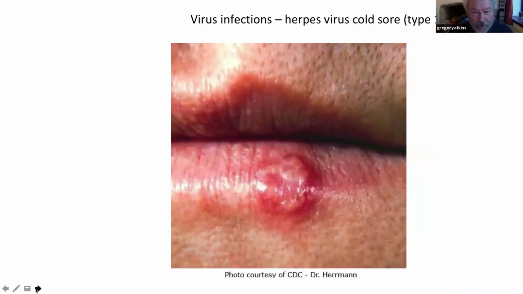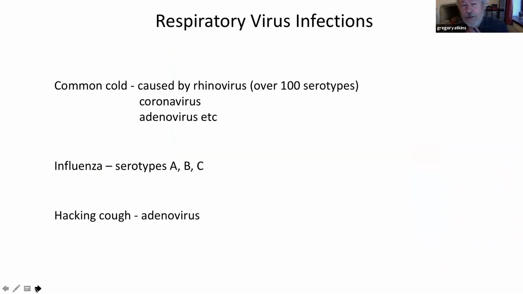Okay, so respiratory infections, I'll just finish off with this. Common cold is a very common kind of respiratory infection. The reason you can't get a vaccine against the cold is there are 100 odd different kinds of common cold virus, which are caused by rhinovirus. And this causes something like 35% of common colds.